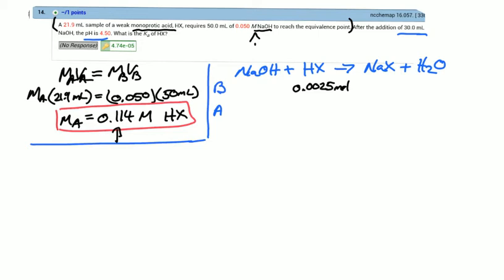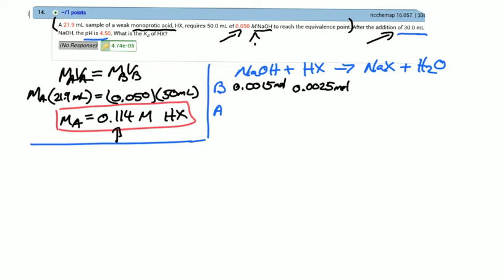The sodium hydroxide, however, is not going to be that, because we're not talking about the equivalence point anymore. We're talking about before it. So we've got to multiply the 30 milliliters, the 0.03, times its initial concentration, which is 0.05. And I get 0.0015 moles, less than the HX, which will make sense since it's before the equivalence point.